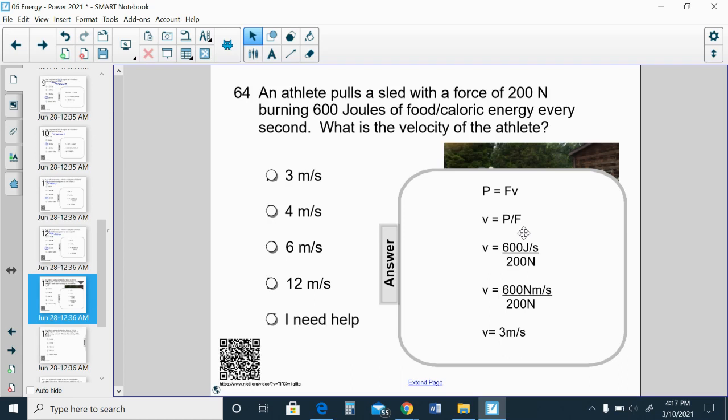We are given 600 joules per second. So that is our power right there. Remember, power is joules per second, divided by 200 newtons of force. And that gives you a velocity of 3 meters per second. So letter A there.